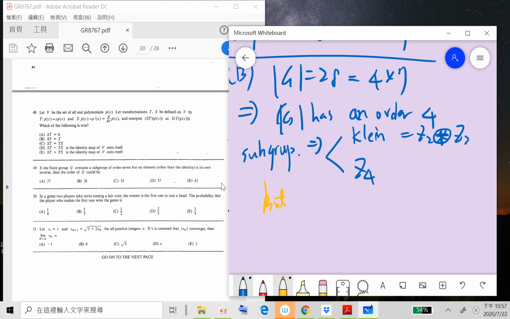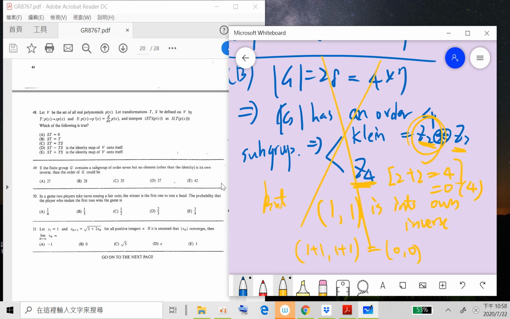But in Z2 direct sum Z2, 1 is its own inverse, right? Because if you add 1 twice, you get 0 in Z2. And Z4 is also like this, because 2 is its own inverse: 2 plus 2 is 4, which is 0 in Z4. So G of order 28 is not okay.